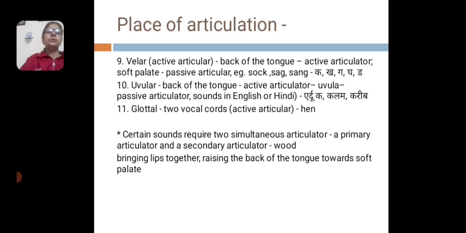Certain sounds require two simultaneous articulators, a primary articulator and a secondary articulator. For example, wood: bringing the lips together. We are speaking wo in wood, bringing the lips together and raising the back of the tongue towards the soft palate. This sound is produced.